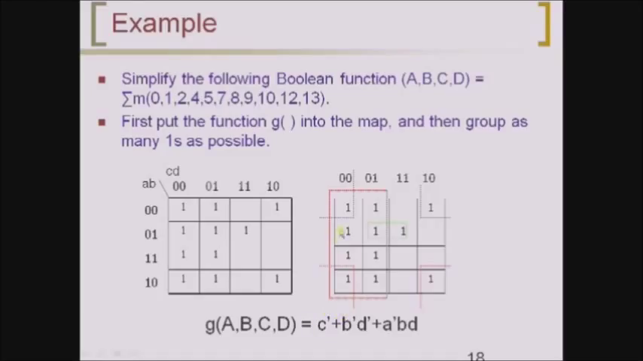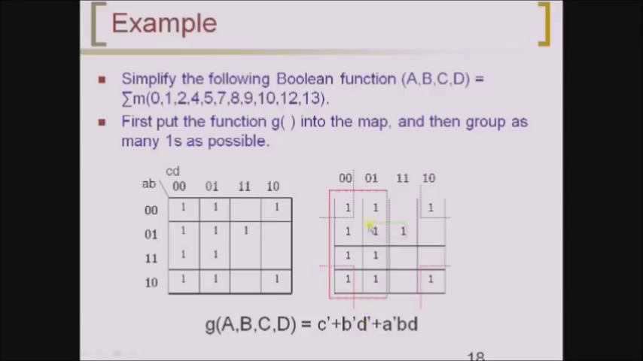If you consider the next block whose size is 4, here the value of A is changing from 0 to 1, whereas the value of B is constant. But it is holding 0, so that is why it is represented as B bar. And the value of C is changing from 0 to 1, whereas the value of D is constant, which is 0, therefore it is represented as D bar.